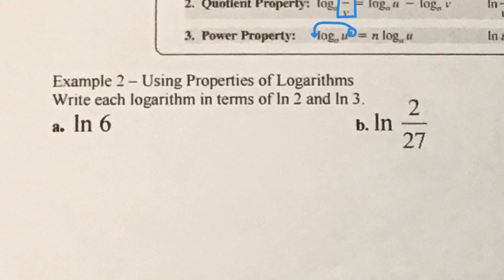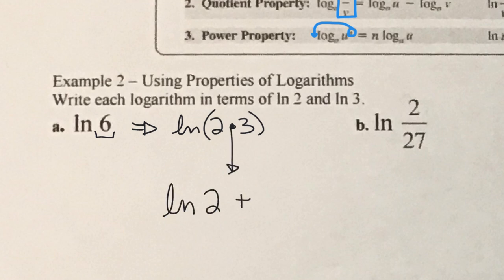So we have to think, 6 is what number times what other number? That would be 2 times 3. The natural log of 6 is the same as the natural log of 2 times 3, because 2 times 3 equals 6. So now we can apply the property that says if I am multiplying things together, that becomes the sum of their individual natural logs. So the natural log of 6 is also known as the natural log of 2 plus the natural log of 3.